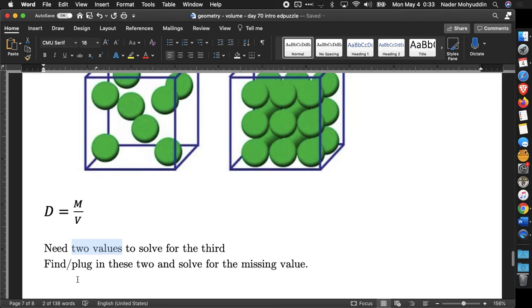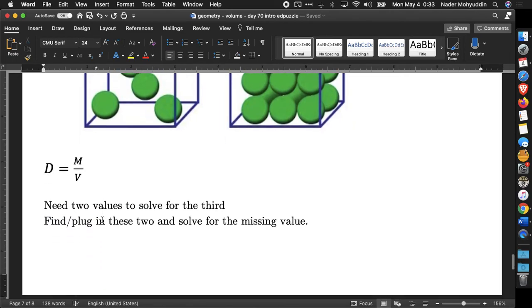So for problems involving density, you either have to plug in, if given, or more likely find one of those values so that you have a total of 2. Again, this will make more sense with some examples this week. And then you have to find the missing third value based on those 2. So find 2 and then plug in and solve for the remaining third.